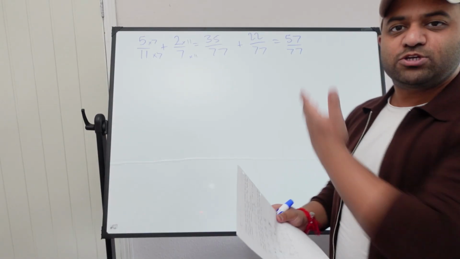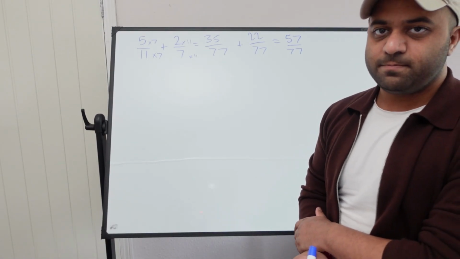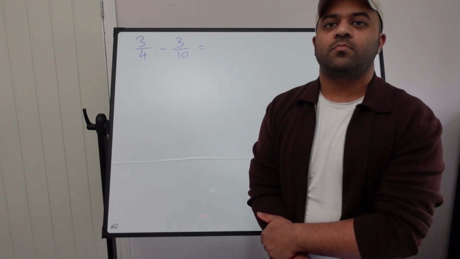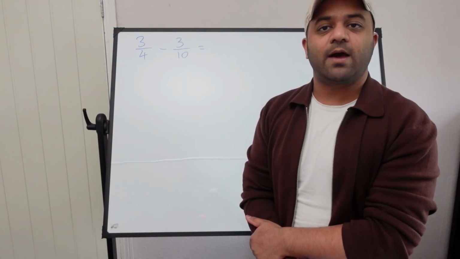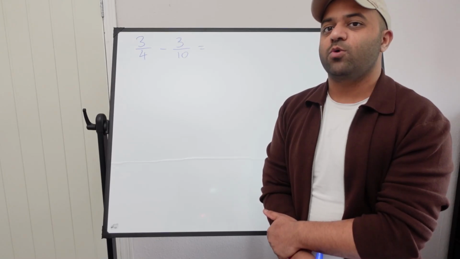And we'll just make sure we can't cancel this number down. There are no common factors there. So let's move on to another example. Okay, in this example we're doing a subtraction, but the working out is exactly the same as addition. We have 3/4 take away 3/10.